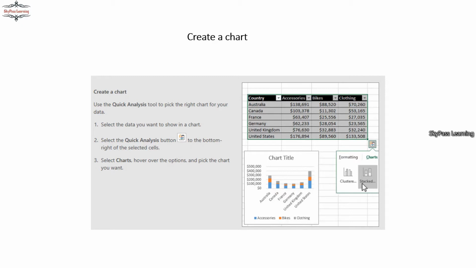So in the normal steps, you can simply click on create chart, select the data range, and then click on the create chart button, and you can create it from the default section. So this is one step.